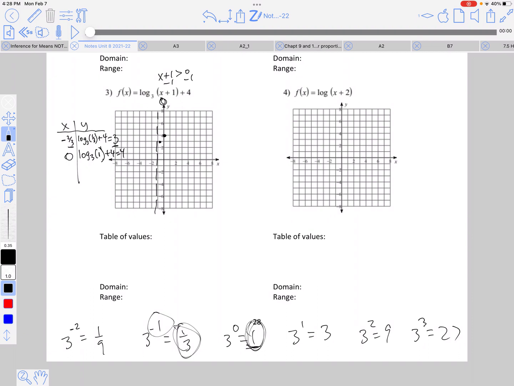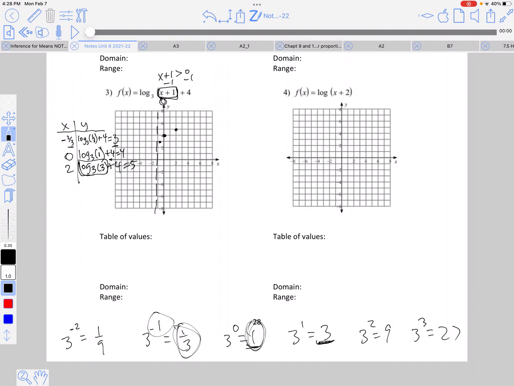Great. Then I'm going to plug in a number. I can't plug in a 1, because 1 plus 1 is 2, but the next goal is to get a 3. So I'm going to plug in a 2. So log base 3 of 2 plus 1 is 3, plus 4. Log base 3 of 3 is 1, and 1 plus 4 is 5. So at 2, we're at 5.